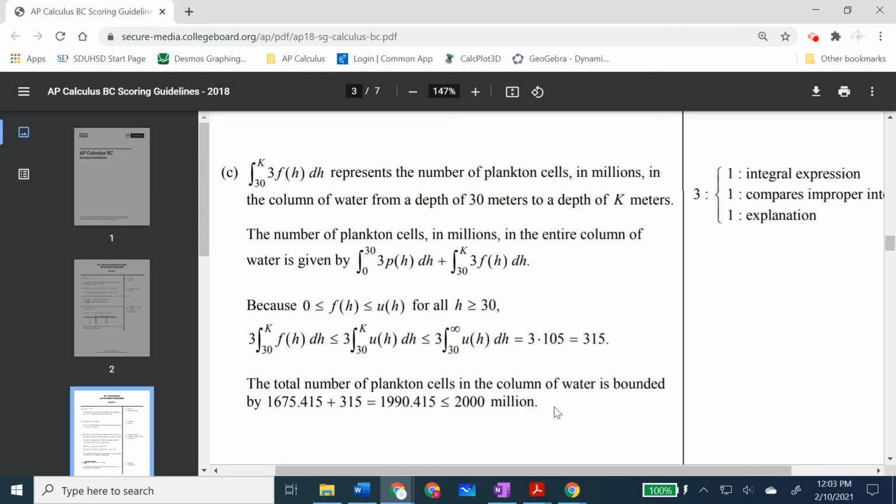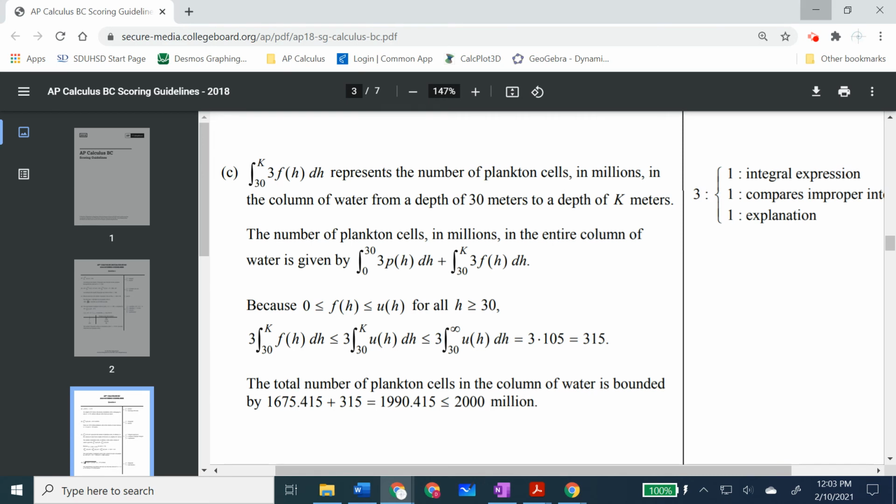Now, I want to say additionally that if you accidentally have the wrong answer in part B, if it keeps this final answer under 2,000 million, then you can get full points with the incorrect result from part B. But unfortunately, if that number puts you over the 2,000 million, then you can't get all the points in this because you're not able to show that that is true. So that is part C.